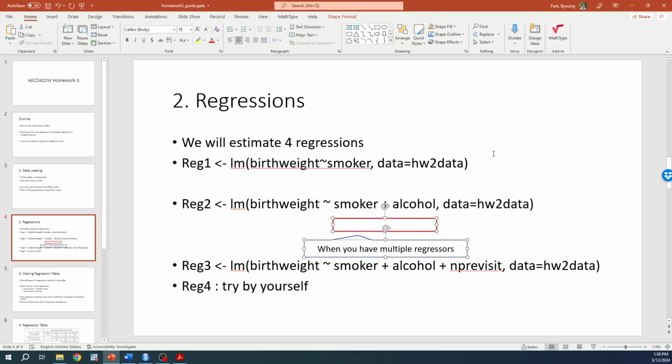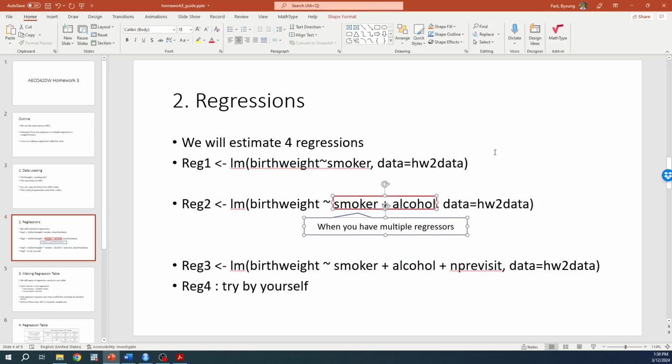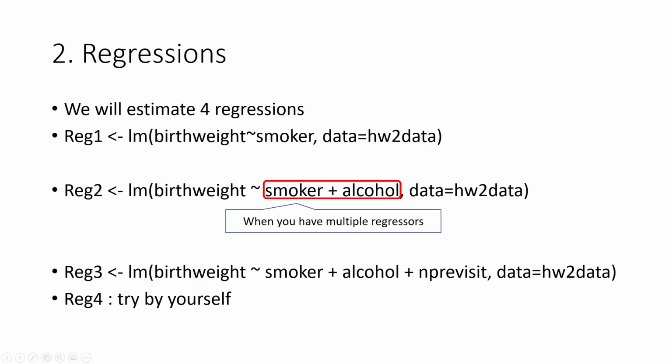What I want you to say is this. I want you to highlight here. Okay. So in doing this, when you want to add another variable, you connect those variables by a plus sign, right? So when you include 3 variables, smoker plus alcohol plus number of prenatal visits, right? Things like that. So that's all. That's pretty much the same simple extension.